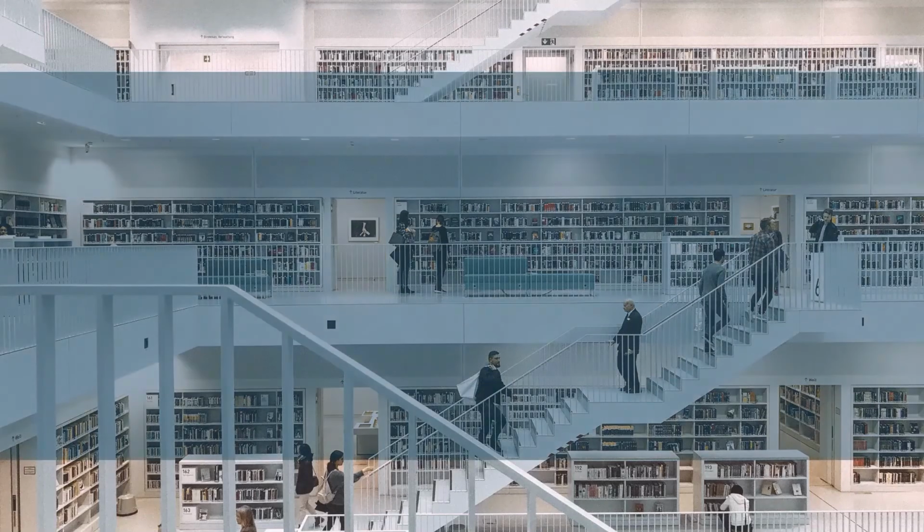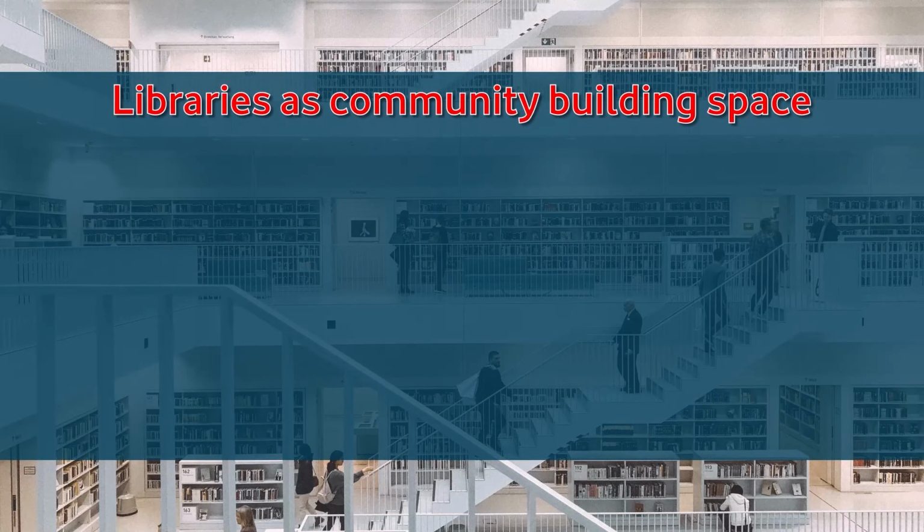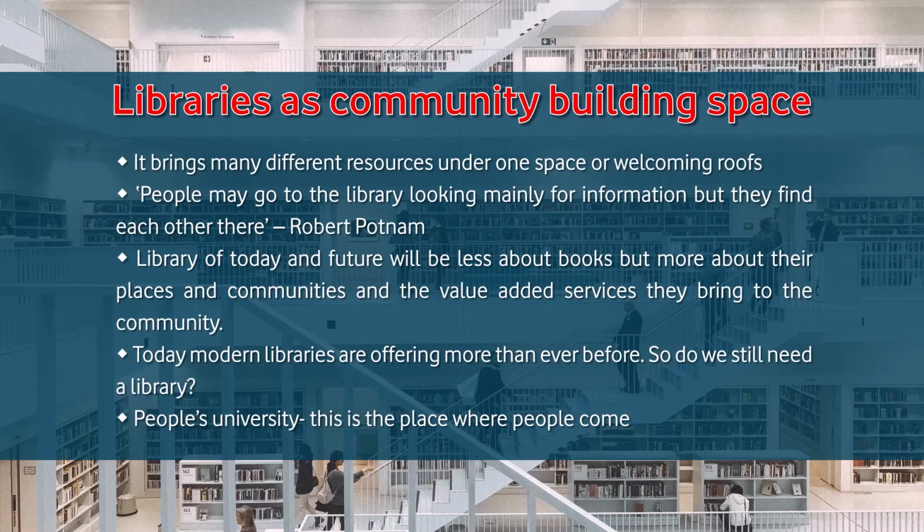That means interacting with people, or referring to some of the resources, which may be in the form of a book or in a digitized form. Library as a community building space brings different resources under one space, one welcoming roof. People may go to the library looking mainly for information, but they find each other there. That was stated by Robert Putnam. The library of today and the future will be less about books, but more about places and communities and the value added services they bring to the community.